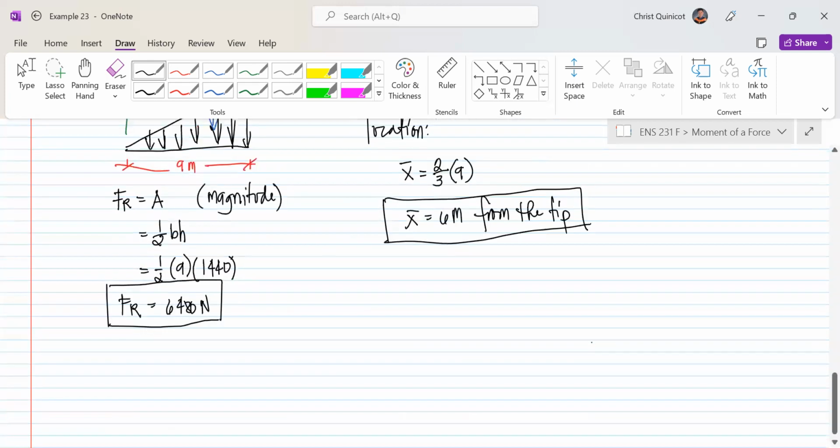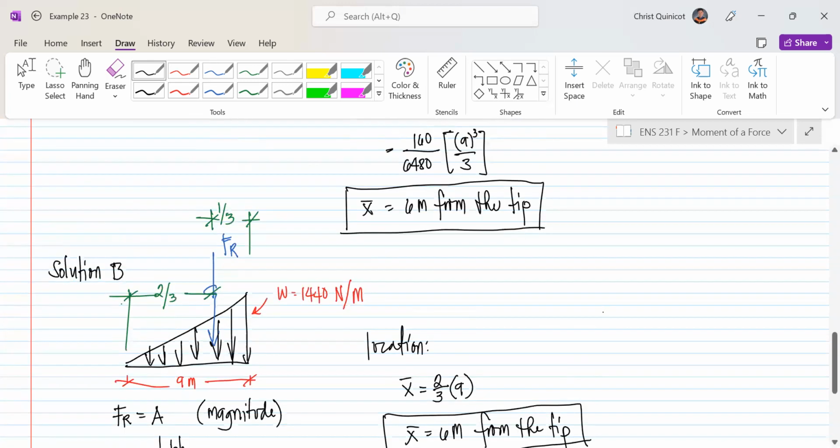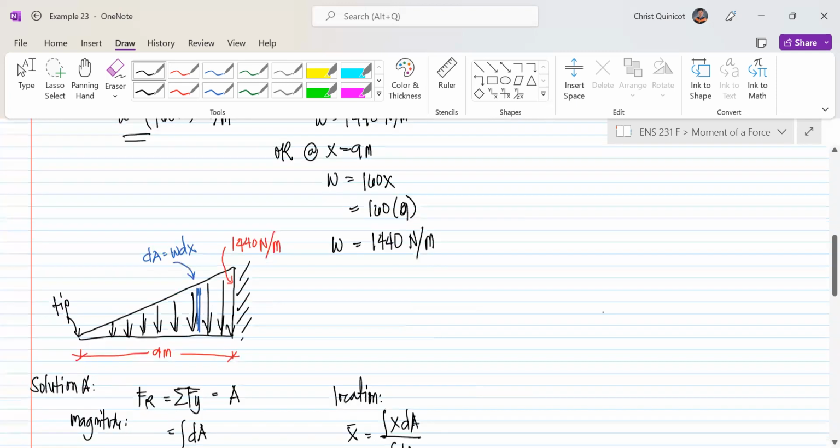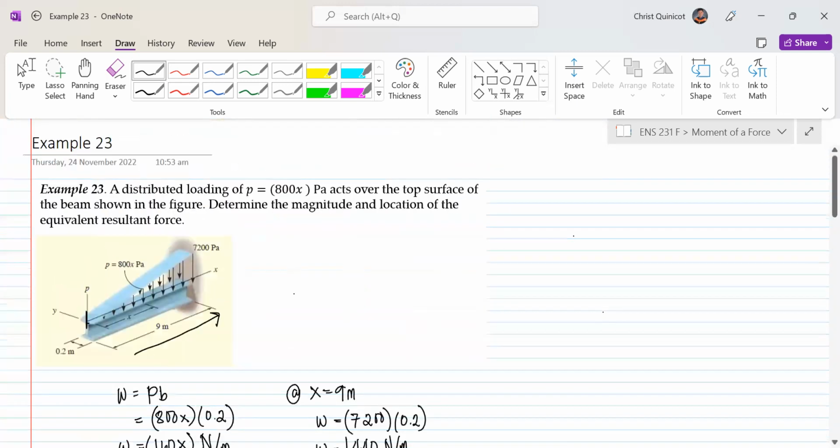Okay, so we are presented with two options on how we are going to solve for the magnitude and the location of the equivalent resultant force of our distributed loading.